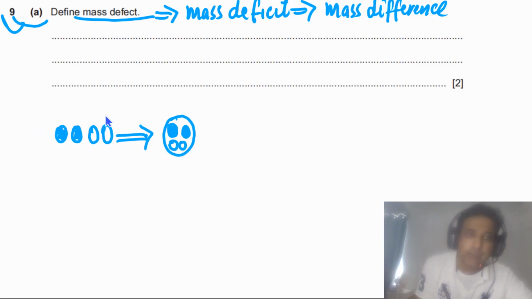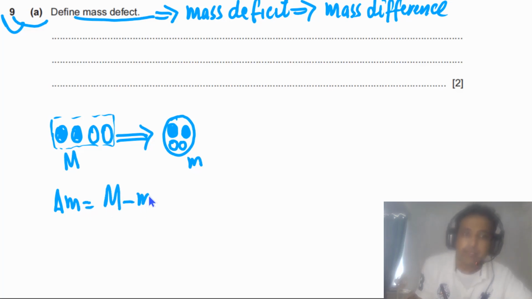Imagine that the total mass of these nucleons is equal to capital M. So we are talking about the total mass of these nucleons, and the mass of the nucleus, let's say, is small m. Mass defect simply means delta M. This will be equal to capital M minus small m, meaning the total mass of the nucleons minus the mass of the nucleus. So this is what you need to understand to answer this question.